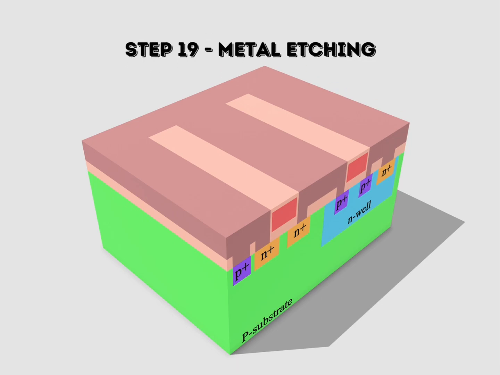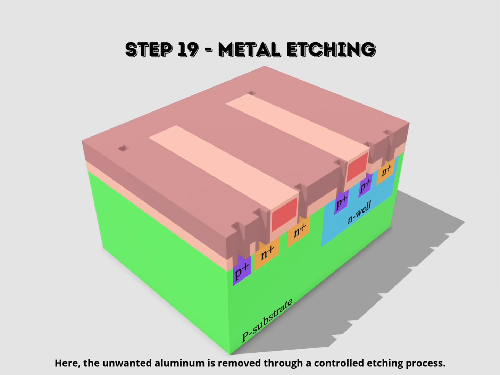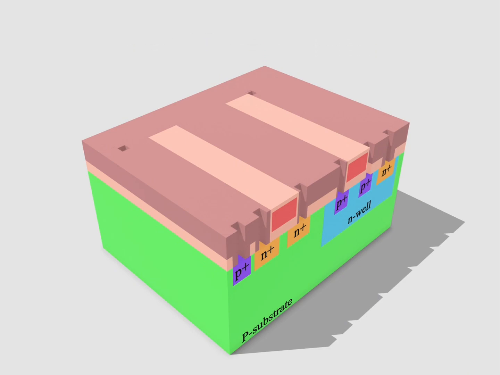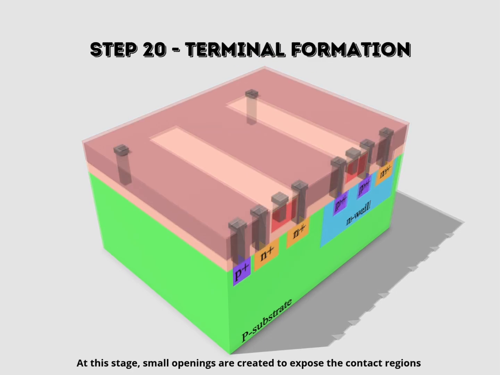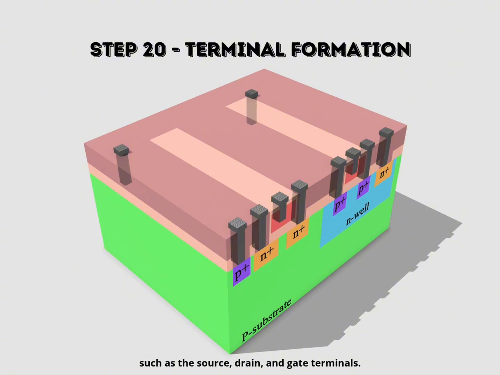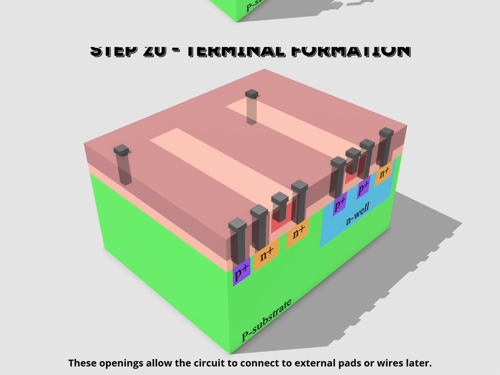Next is step 19, metal etching. Here the unwanted aluminium is removed through a controlled etching process. Using photolithography, only the desired metal paths remain that form intricate interconnections between transistor terminals. Step 20, terminal formation. At this stage, small openings are created to expose the contact regions, such as the source, drain and gate terminals. These openings allow the circuit to connect to external pads or wires later.